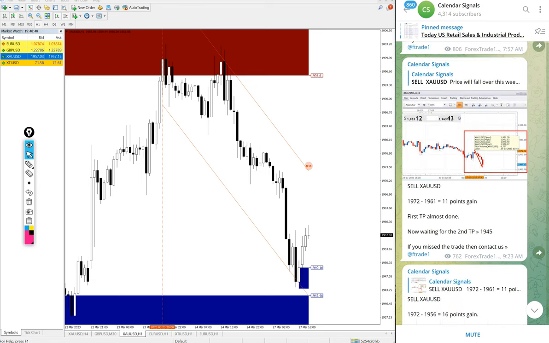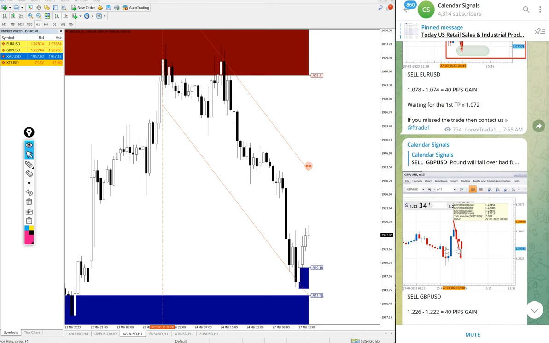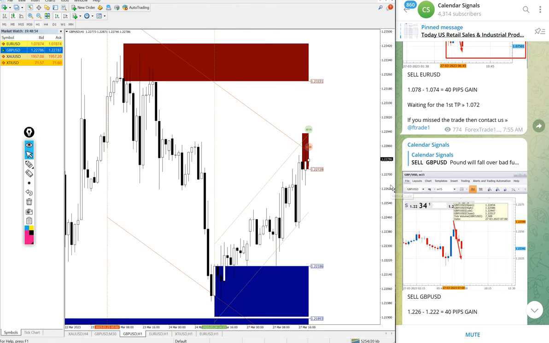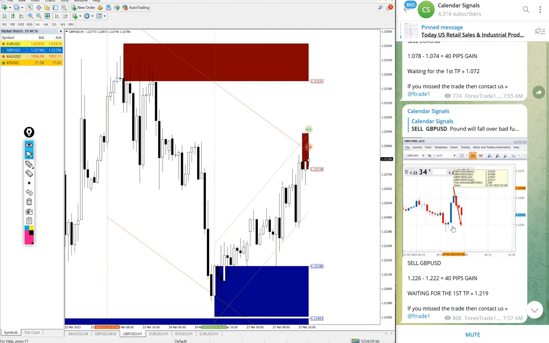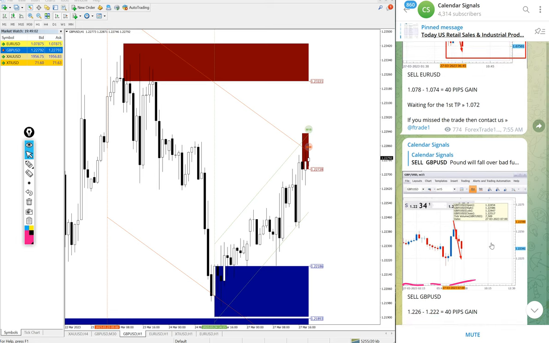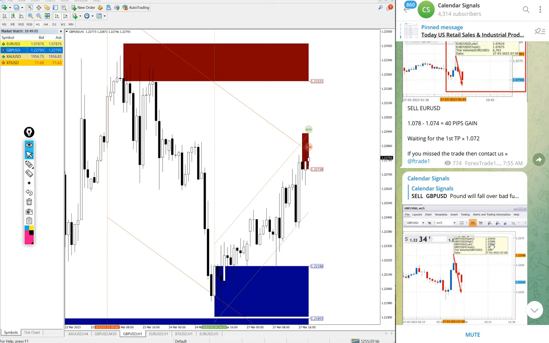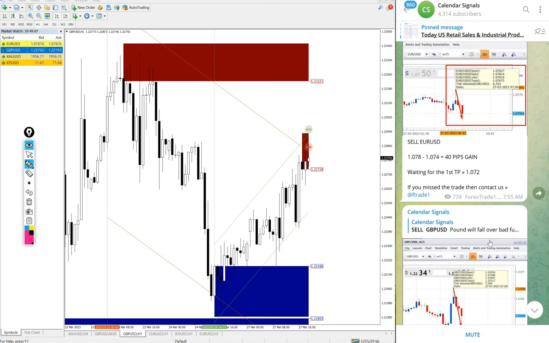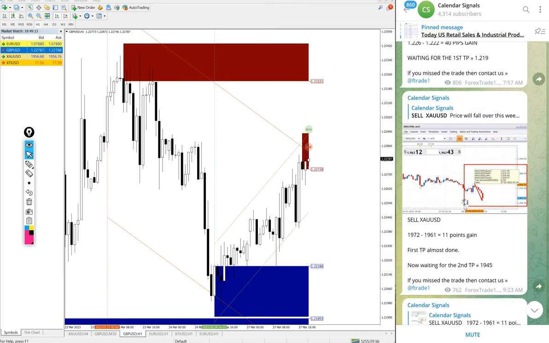Other than gold, GBPUSD and EURUSD made a small profit of 40 pips each. GBPUSD from 1.226 to 1.222, 40 pips gain, and EURUSD also a small profit of 40 pips, 1.078 to 1.074, 40 pips. And oil is yet to perform.